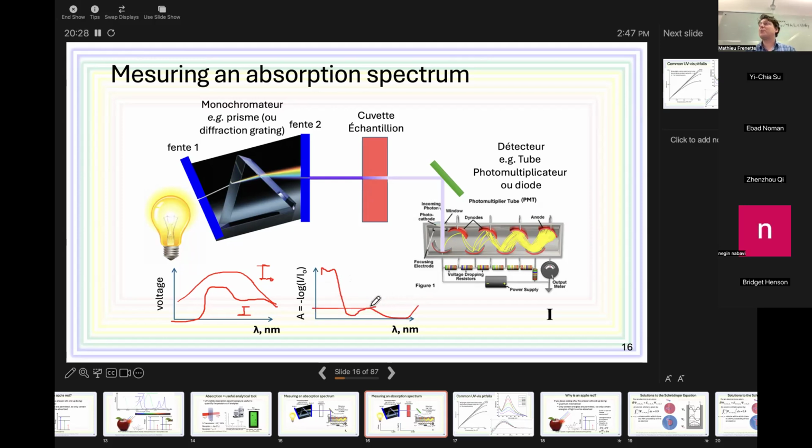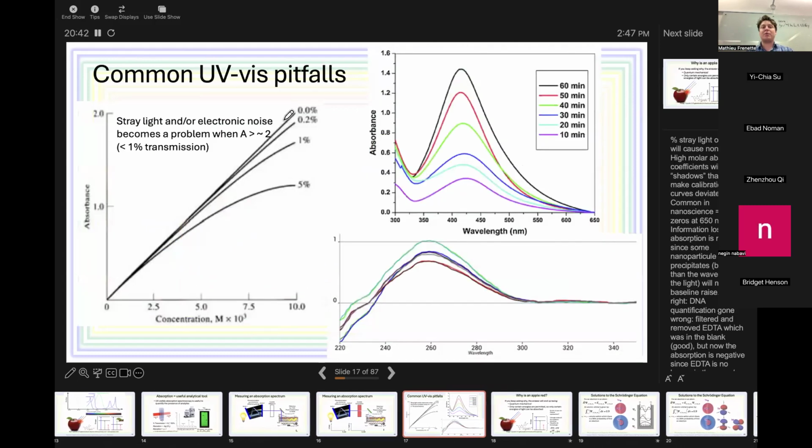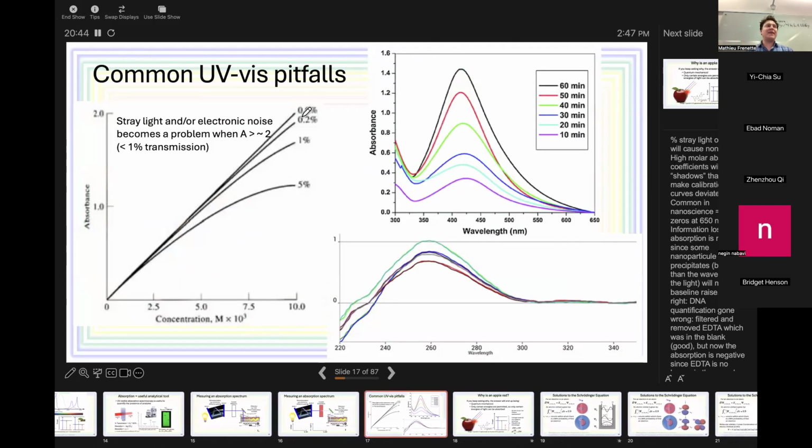So if you're absorbing at 0.3, that means you're absorbing 50% of the light. If you're absorbing 2, that means you're absorbing 99% of the light. You're really pushing it in terms of what you can detect. And there are a lot of reasons why you shouldn't go above 2, and I'll give you very quickly some of them. These are pitfalls that you see all the time. If you start doing quantifications above 2 and you have electronic noise or stray light coming in, you have deviation because your I0 measures the signal when there shouldn't be.